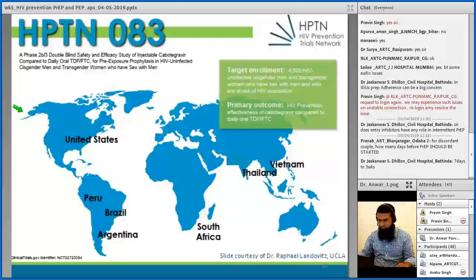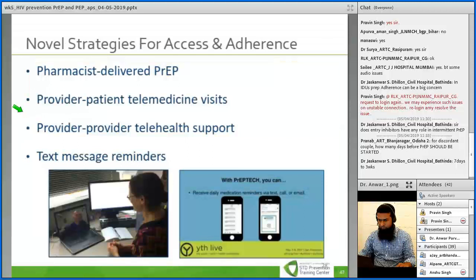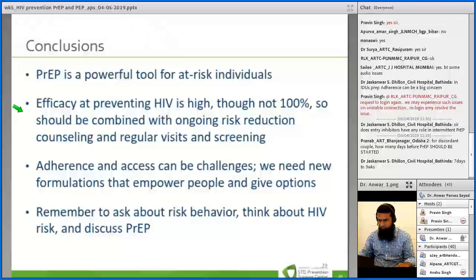And then for injectables, there is an injectable formulation which is again in trial for PrEP, injectable cabotegravir. This is a formulation which is being compared to daily TDF and 3TC for PrEP. It is considered to be a long acting drug. But again, there is nothing much known about the results of those studies. Whenever it comes, we would know about it.